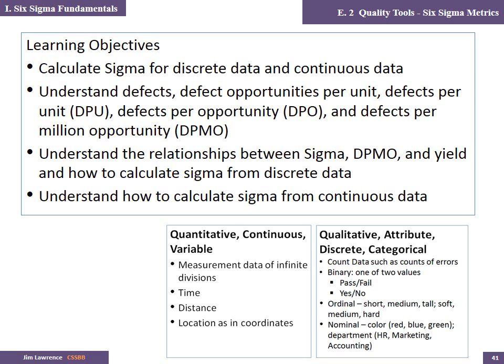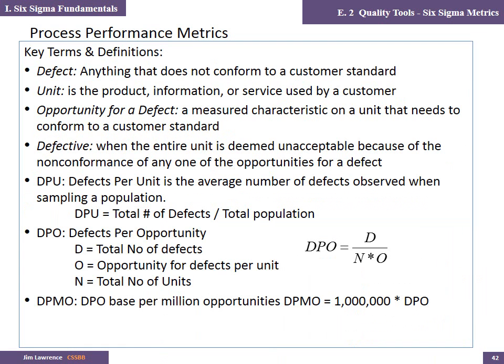Now, we haven't covered continuous and attribute data yet. This will be covered in measure. But continuous data is variable data, measurements of infinite divisions such as time, distance, location. Attribute data is count data such as pass, fail, yes, no, short, medium, tall, or nominal, which is color: red, blue, green, etc. Here are some key definitions for Six Sigma metrics, which are process performance metrics, or critical to quality metrics, all terms that apply the metrics for Six Sigma.